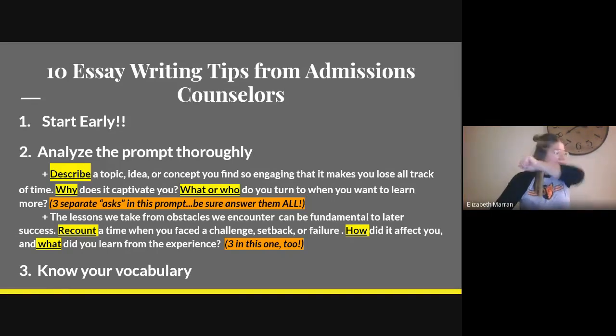And then, excuse me, the third is know your vocabulary. I wouldn't suggest overusing the thesaurus, but make sure that you're writing with all these skills you built up over these 4 years of English and putting your best writing forward, and trying to make it college level writing because that's what you're aiming for.